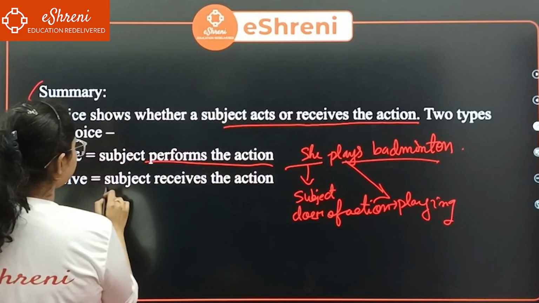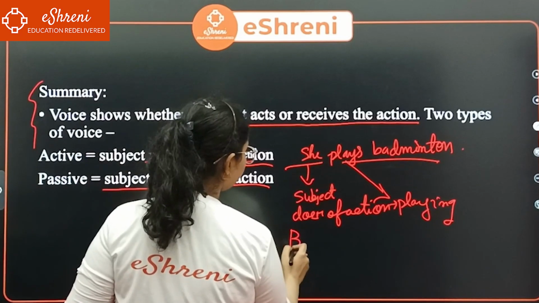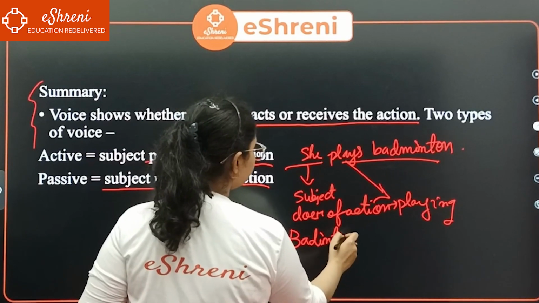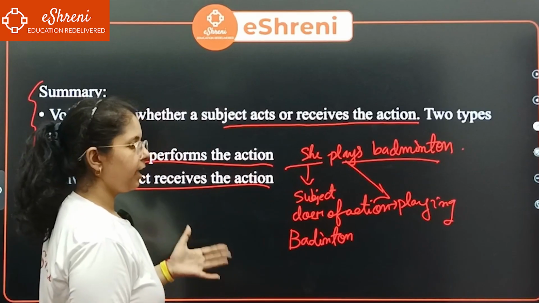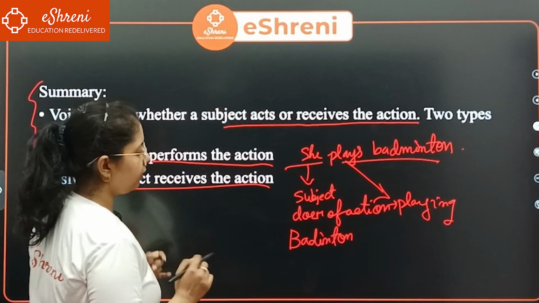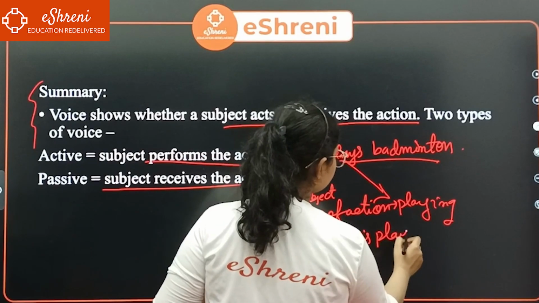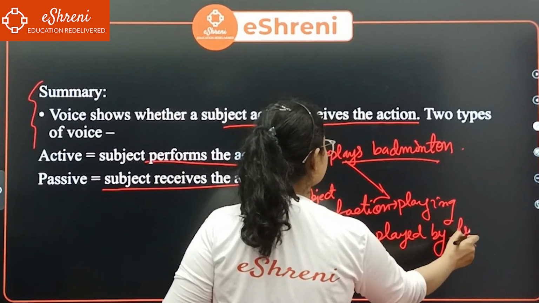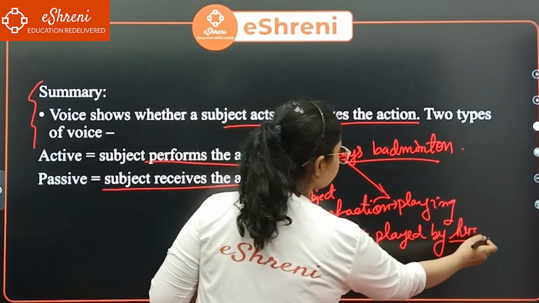Then passive, what is it? The subject receives the action. Here, how will we change it? She eats rice, so rice is eaten by her. Badminton is played by her. So there, as you can see, she becomes the receiver of action.